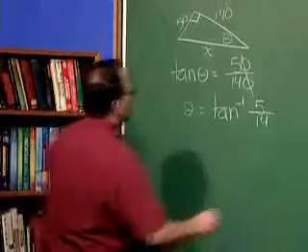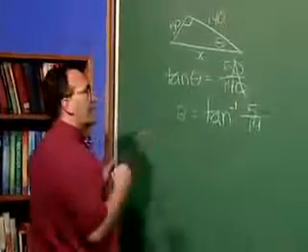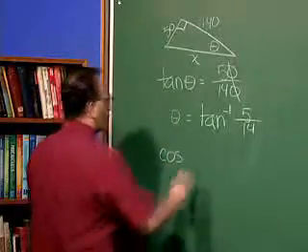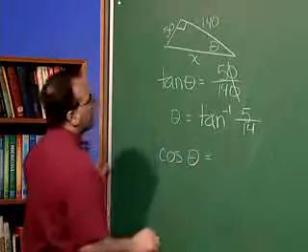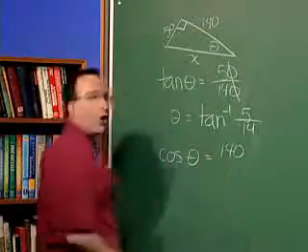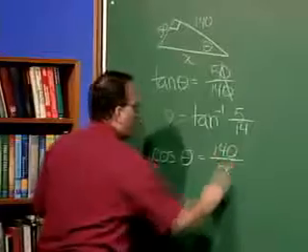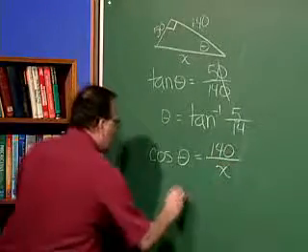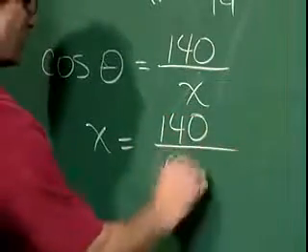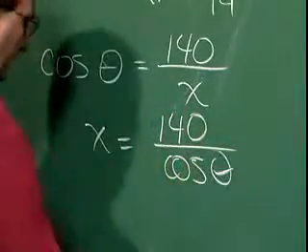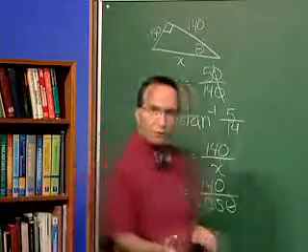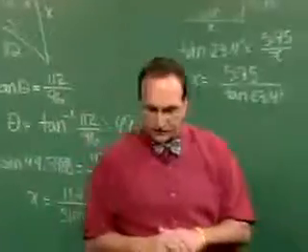I can take, and this time let me use cosine since last time I used sine. So the cosine of that angle theta, which I'll leave as theta for the moment, is going to be the adjacent side over the hypotenuse. And that means the hypotenuse is equal to 140 over the cosine of theta. But of course, theta we have in our calculator, so let's move over and calculate this.